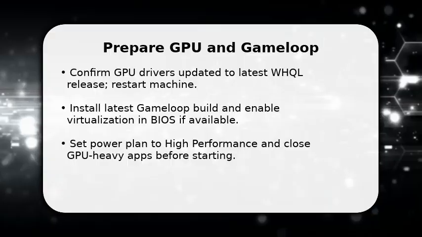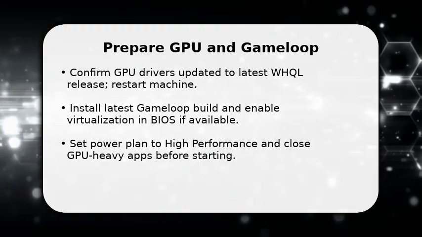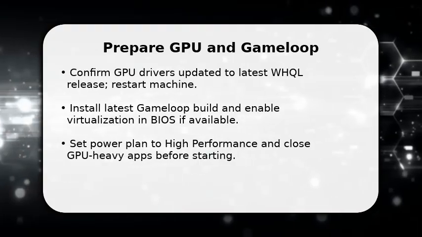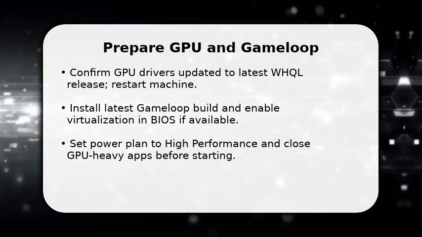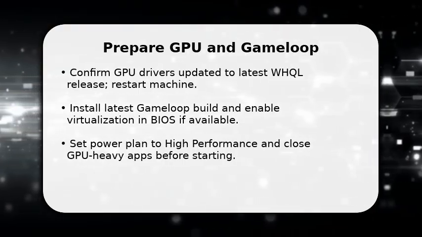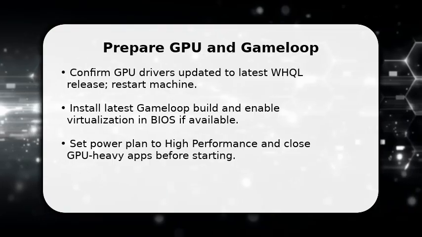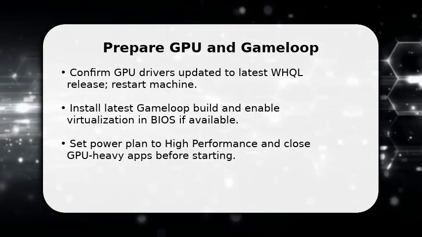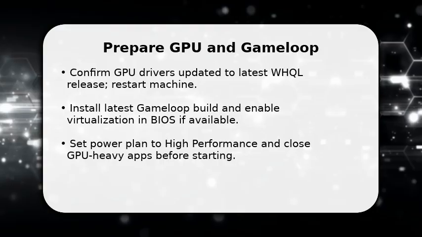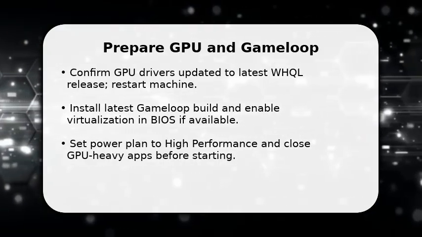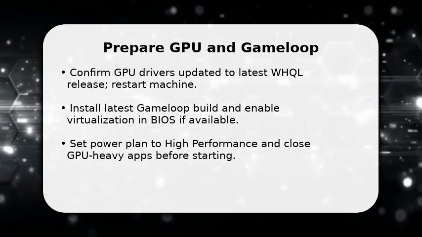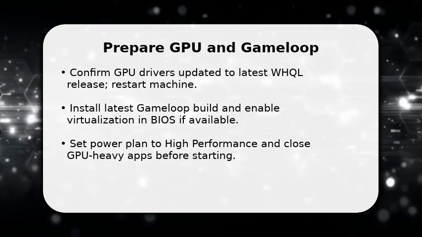You start by ensuring your GPU and Gameloop are ready. Update GPU drivers to the latest WHQL build and reboot. This fixes compatibility and performance. Once done, install or update Gameloop and enable virtualization in BIOS if your CPU supports it, because that reduces emulation overhead. Make sure your Windows power plan is set to high performance and close background GPU-heavy apps.